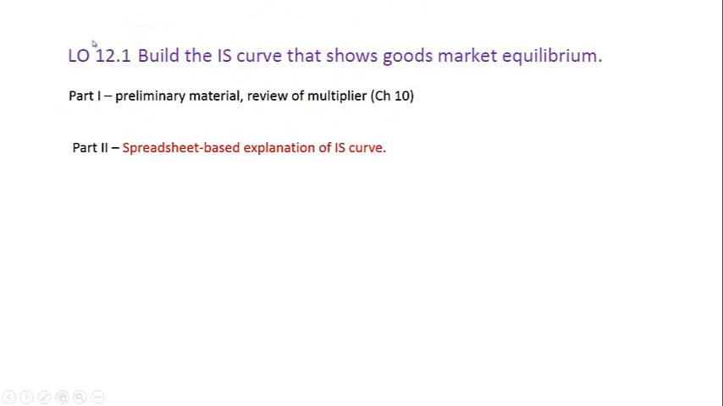In the first part, we're just going to cover some preliminary material. That's going to be including the review and an extension of the multiplier from Chapter 10. And then in Part 2, we're going to move on to a spreadsheet-based explanation of the IS curve. So now let's do Part 1.